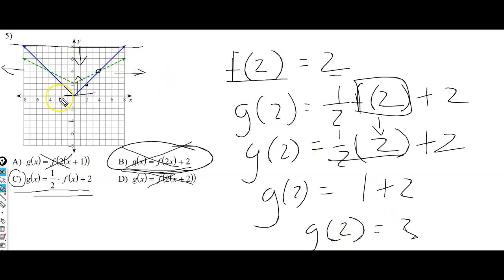Now let's see. At x equals 2, is the green line at 3? And the answer is yes. So that's our answer. So this is the one that works.